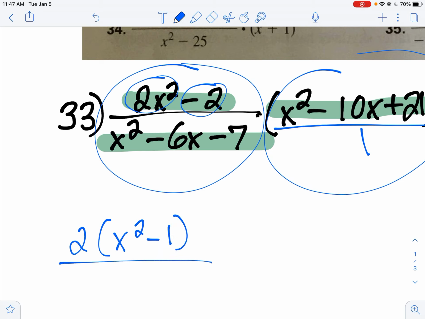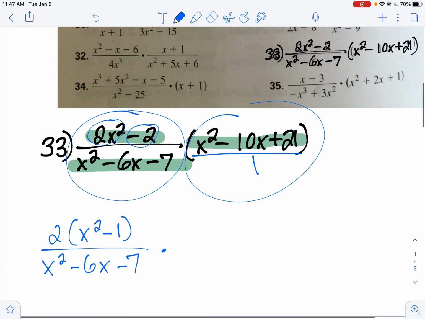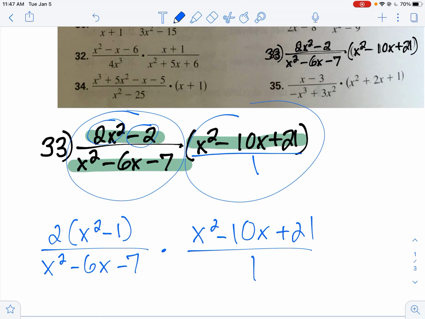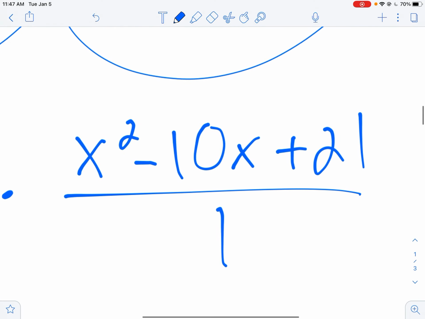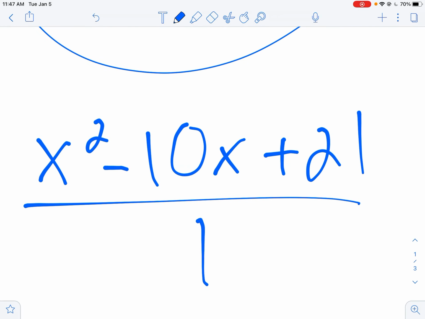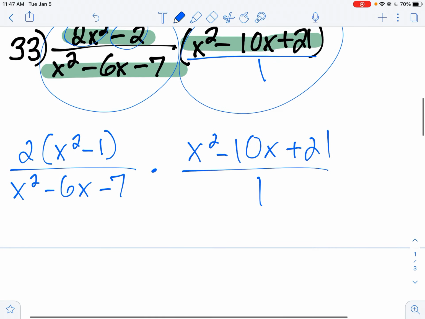And I'm going to rewrite my problem. A lot of people don't like rewriting stuff, but I think it's a good idea just to keep track of things. Now if I look at the rest of these, my other 2 polynomials, x squared minus 6x minus 7 has no common factors besides 1, so I can't do anything yet. Same here with x squared minus 10x plus 21: no common factors besides 1. I'm going to leave that.